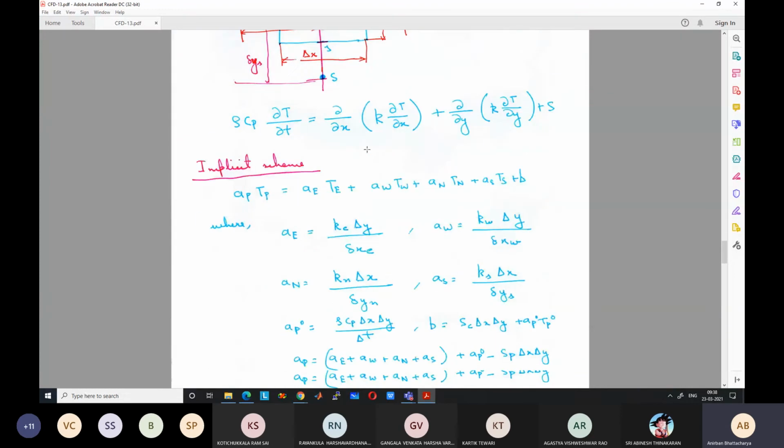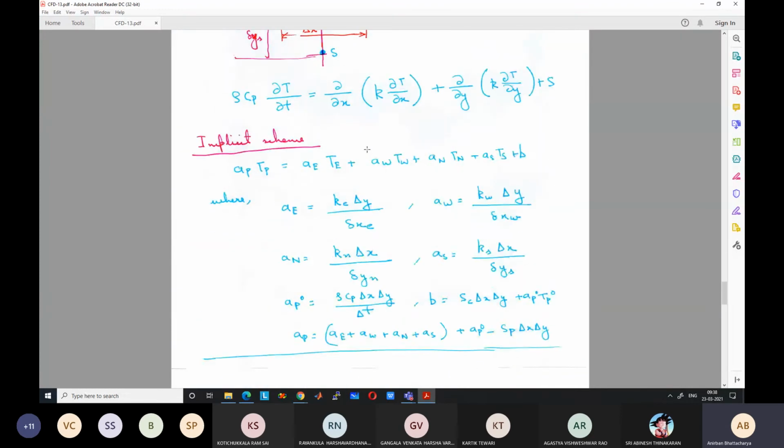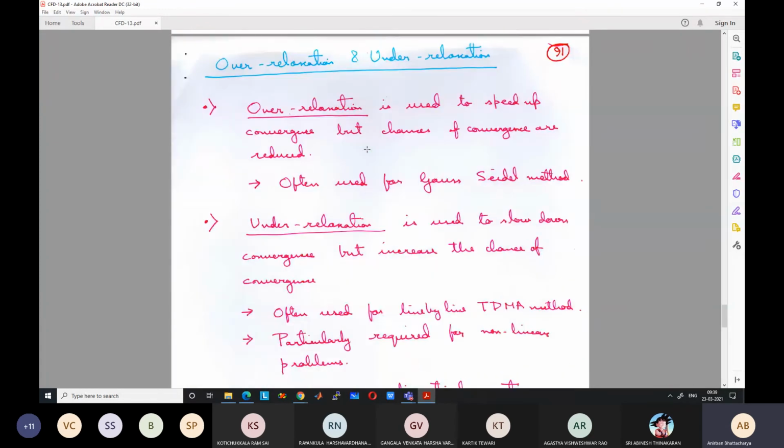So we'll finish this chapter with a discussion on a small topic, which is also important, which is on relaxation criteria. We will discuss what this relaxation criteria is. Not criteria actually, relaxation factor. What is this relaxation factor and what is its use? And then we will move on to the next chapter, which is on convection diffusion problems. And we'll start that in the next class.